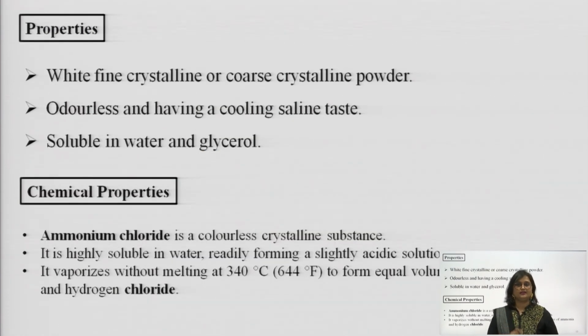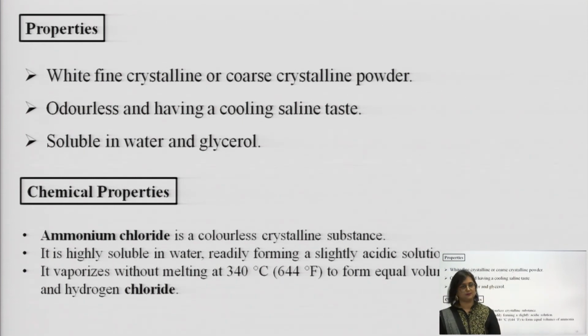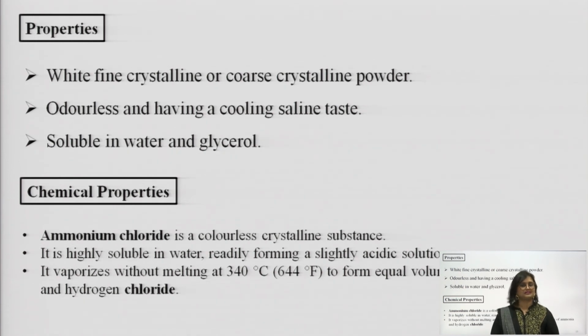Properties. These are white, fine crystalline or coarse crystalline powder, odorless, and have a cooling saline taste. They are soluble in water and glycerol. The chemical properties include: ammonium chloride is a colorless crystalline substance. It is highly soluble in water, and readily forms a slightly acidic solution. It vaporizes without melting at 340 degrees Celsius.